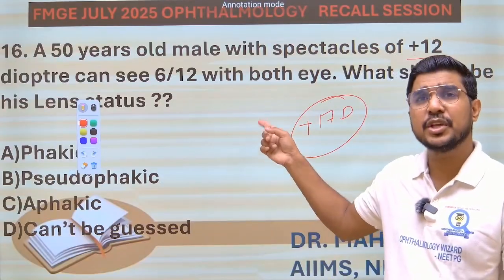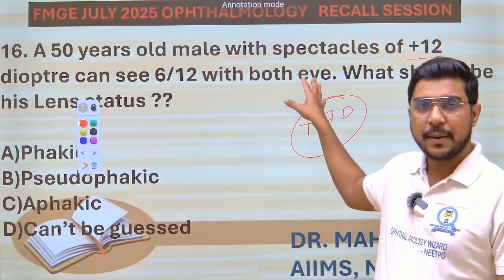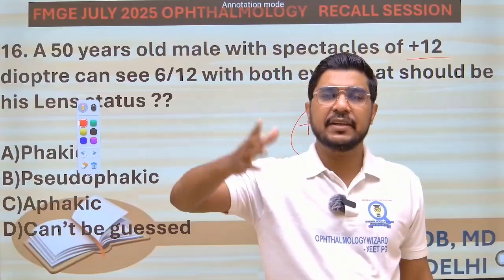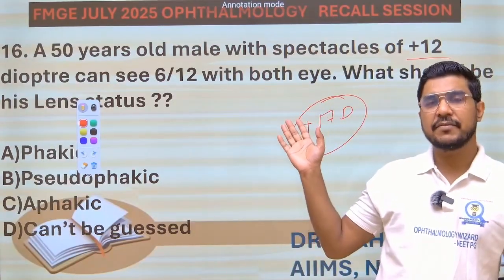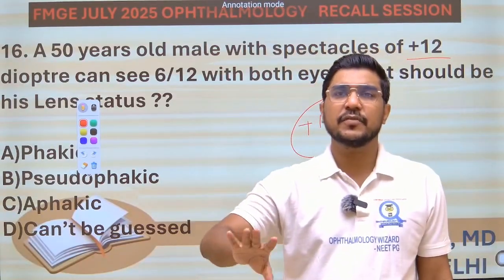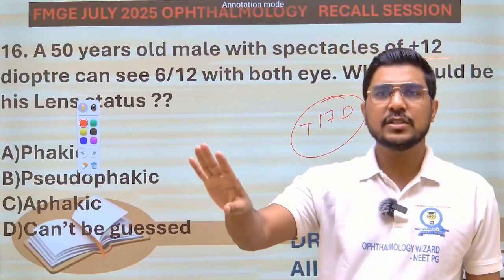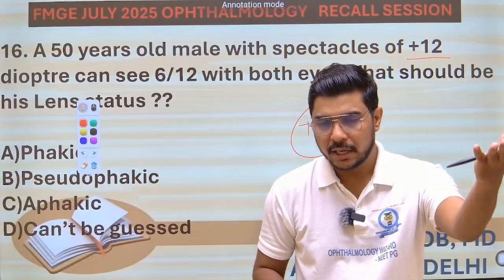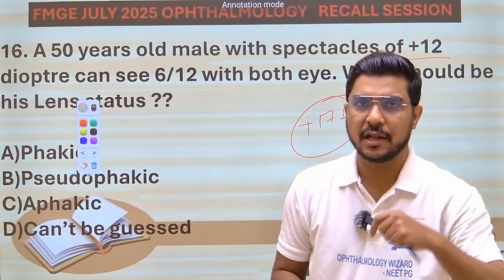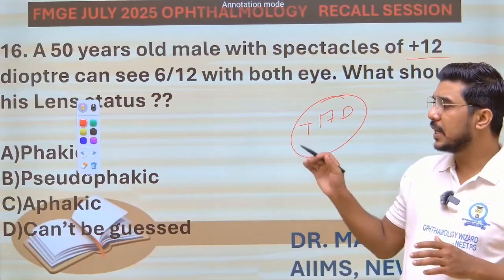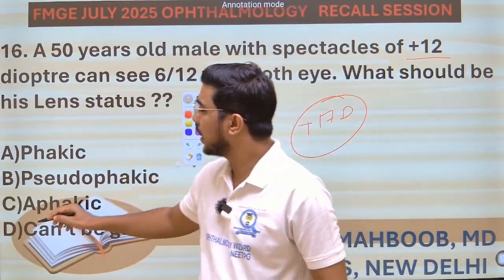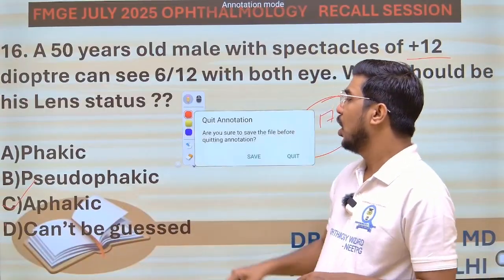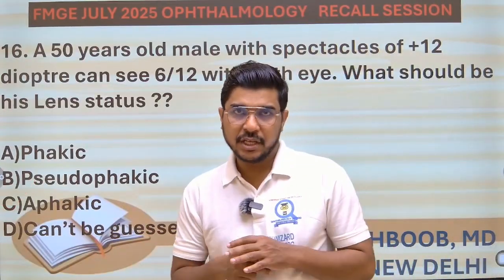Since the patient is using +10 or +12 diopter glasses, that definitely means the patient has a big refractive error, and this type of big refractive error is generally seen in aphakia, when there is no lens. Because there is no lens, the patient has to wear +10 or above power glasses to see clearly. So obviously from this condition the answer is aphakia. This way we come to the end of the FMG questions.